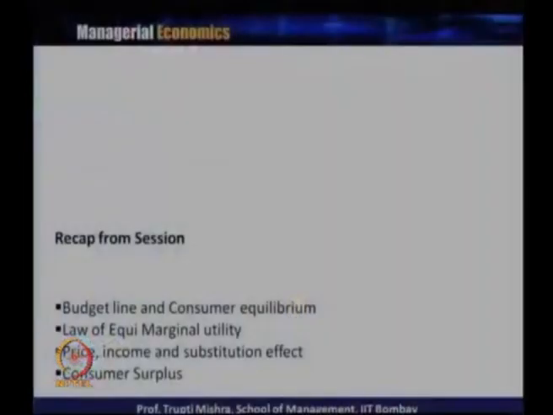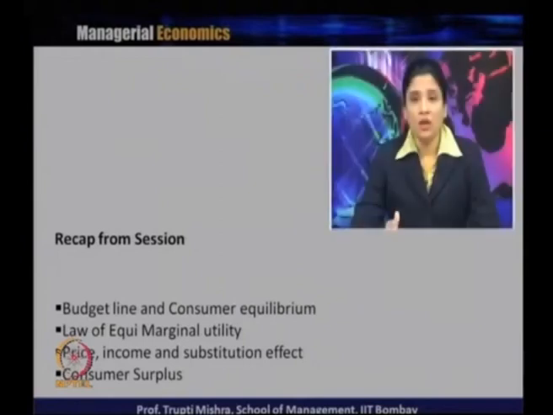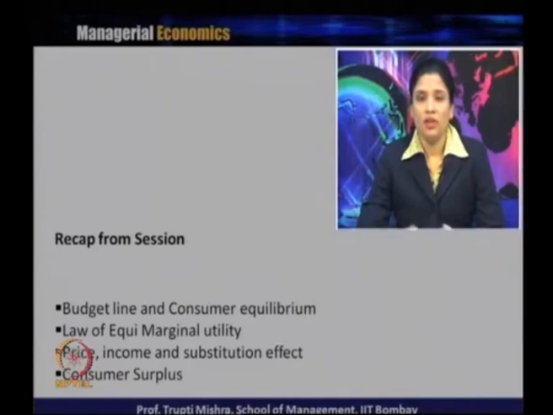So if you remember, in the last class we talked about the budget line and the consumer equilibrium, which is the condition where the budget line is tangent to the indifference curve, and at that point the consumer maximizes satisfaction with the limited income constraint. Then we discussed the law of equimarginal utility, when the consumer has to make choices between two goods with a limited income constraint, how they generally take a decision. The thumb rule for this decision is that whatever money income they spend on each of these goods, at the margin they will get the same level of utility.